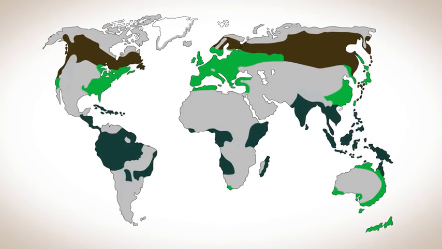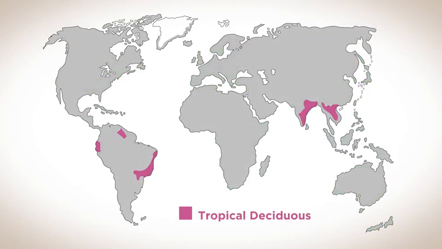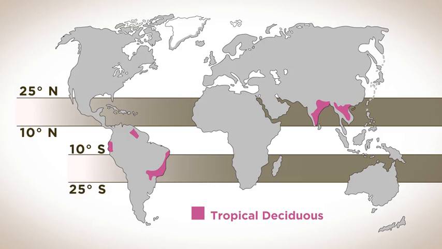Remember in the introduction, I mentioned some lesser-known forest types, including the tropical deciduous forest. These seasonal forests are characterized by a long dry season and tend to occur at intermediate latitudes, between about 10 and 25 degrees. To understand the distribution of this forest, we need to discuss global rainfall seasonality.